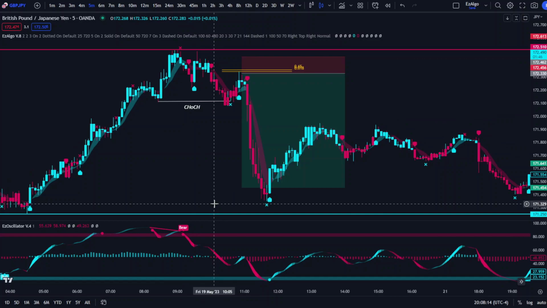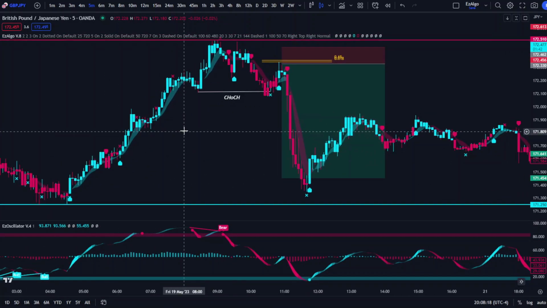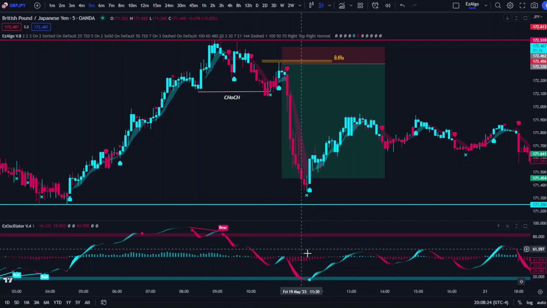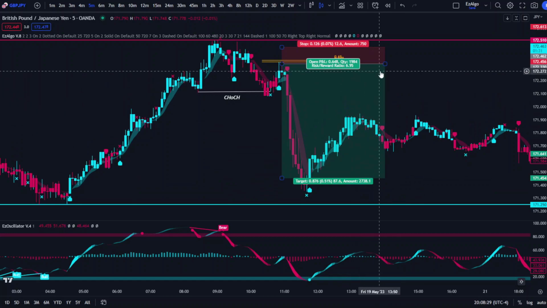So definitely be sure to use the Easy Algo confluences as well. I mean, the Easy Algo indicator is the best at what it does and adds an insane amount of confidence to your trade. So if you see that the oscillator is approaching the oversold zone and you get that mild buy signal, that's probably a good time to take profit.